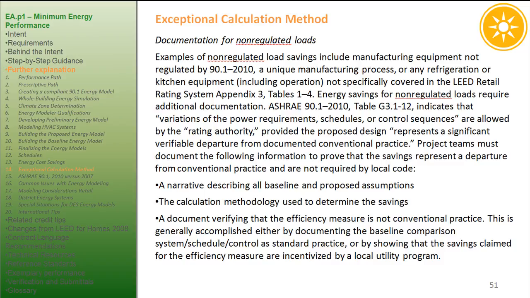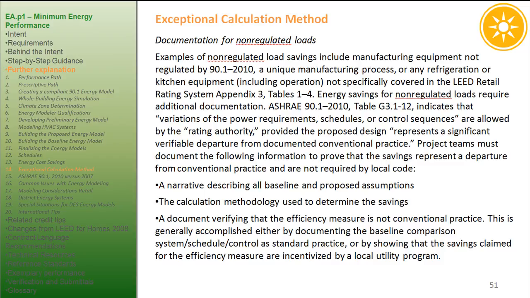ASHRAE 90.1/2010, Table G3.1.12, indicates that variations of the power requirements, schedules, or control sequences are allowed by the rating authority, provided the proposed design represents a significant verifiable departure from documented conventional practice. Project teams must document the following information to prove that the savings represent a departure from conventional practice and are not required by local code.